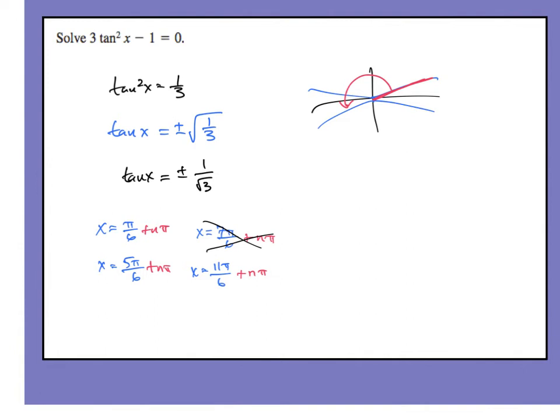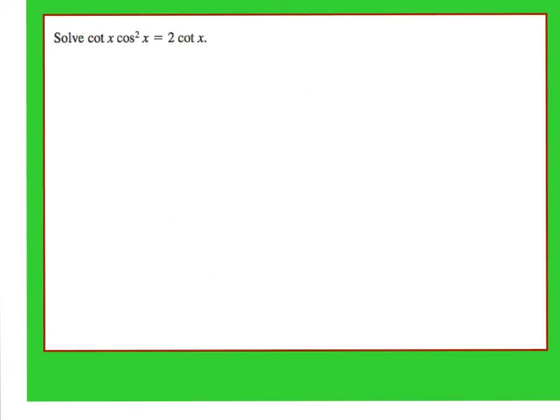What else would get covered then? 11 pi over 6. Because if I add pi to 5 pi over 6, it gets to what? 11 pi over 6. We don't need that anymore because it gets covered. You following me? All right. Tangent x cosine squared x is equal to 2 cotangent x.